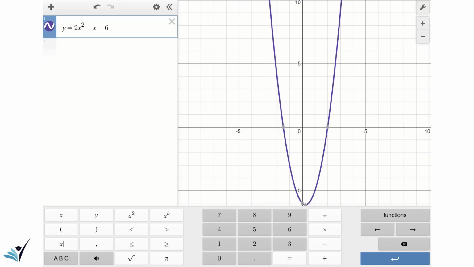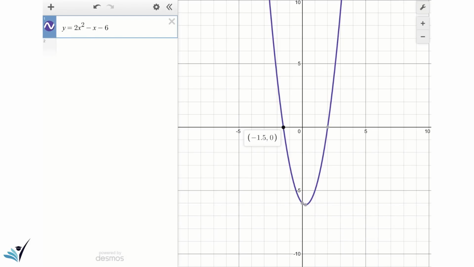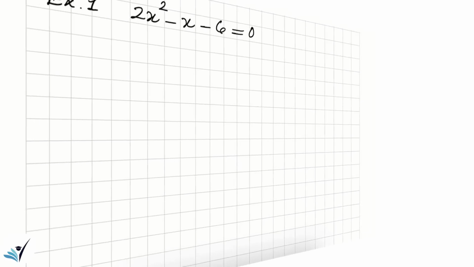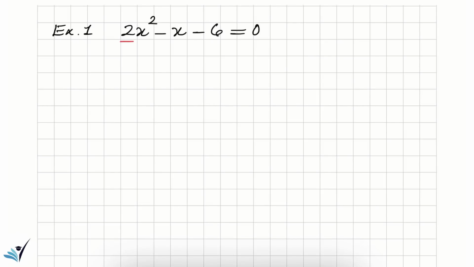As you can see here, the parabola has two intersections with the horizontal axis. One is at x equals minus 1.5, and the other one is at x equals 2. So we expect to get two distinct roots if we solve this equation. Let's go back to our notes and use factoring to solve this equation. If you take a look at this equation, you see that x squared has a multiplier of 2, and we cannot simply get rid of it by dividing all the terms by 2. So this is the general form of a quadratic equation, and we need the general form of factoring to be able to solve this equation.